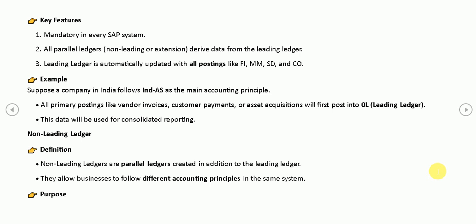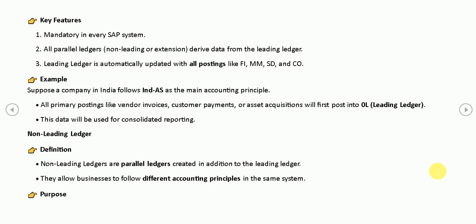All parallel ledgers, non-leading or extension, derive data from the leading ledger. Now we understand the concept of the non-leading or extension ledger. The leading ledger is automatically updated with all postings like FI, MM, SD and CO. So whatever transaction we do, all transactions will be related to our leading ledger.